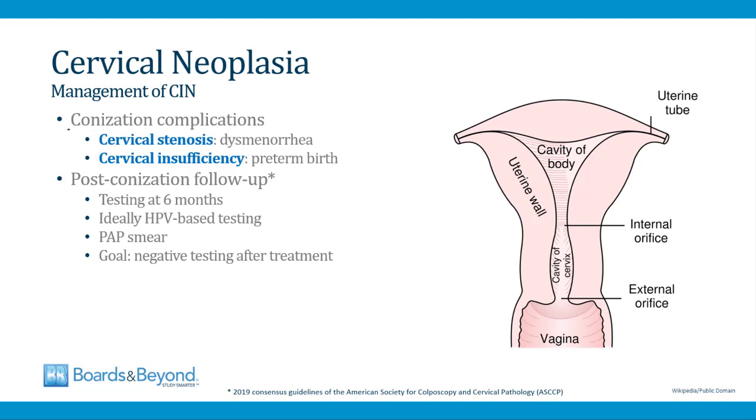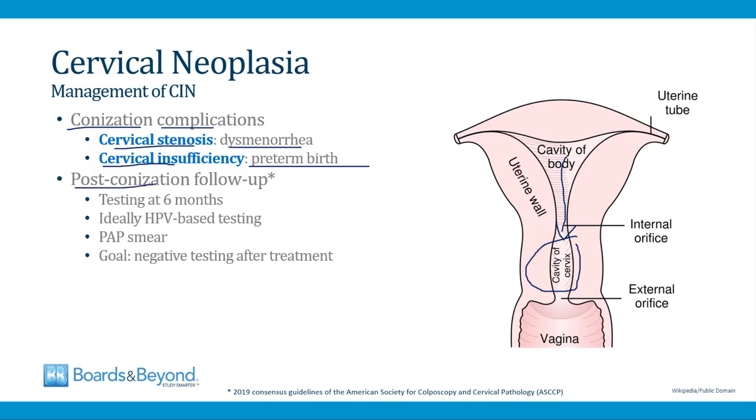After a woman has had a conization, there are some potential complications, and it's high yield to know about these. First of all, the cervical canal can become narrowed. This is called cervical stenosis. So if you look at this drawing, if this canal becomes narrowed, then menstrual flow cannot proceed out of the uterus, and this can lead to dysmenorrhea. Also, after a conization, women can have cervical insufficiency, which can lead to problems in pregnancy, including preterm birth, and I talk about this in the obstetrics section.